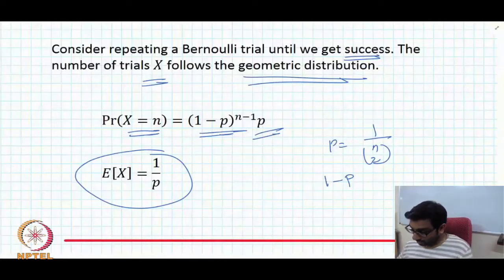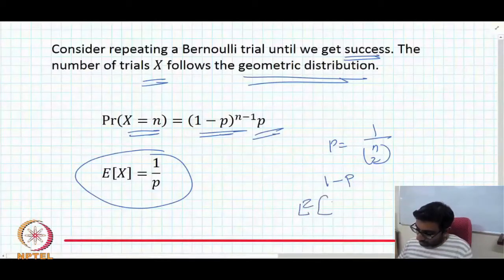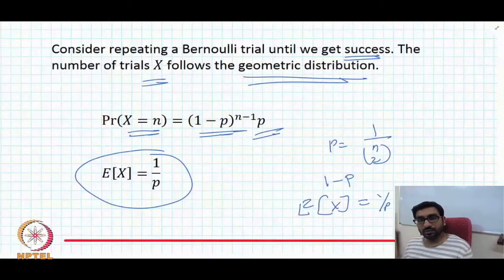Well, that's nothing but 1 over p. So in that case, x equal to 1 over p would be n choose 2. So if we repeat n choose 2 times on expectation, we would see a success. So you can see how this particular distribution can come in quite handy.